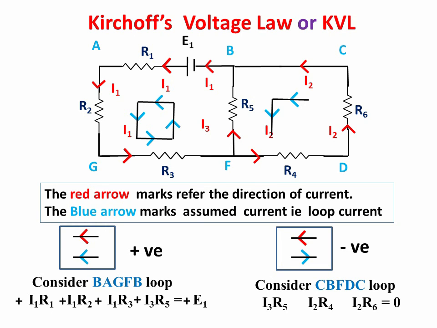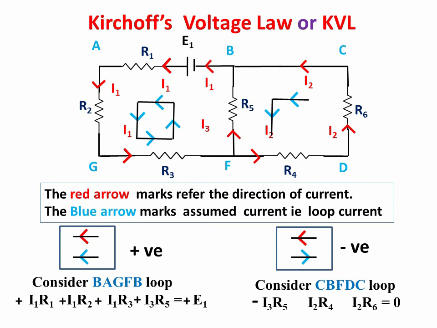Next, B to F. Here the blue arrow mark refers B to F, but what about the direction of the current, which is opposing the chosen loop? So both are in opposite direction, so I have to put minus. So for I3 and R5 you have to put minus. Why do we put minus? I3 current is moving upward, the blue arrow mark B to F is moving downward, both are in opposite direction, so you have to put minus.